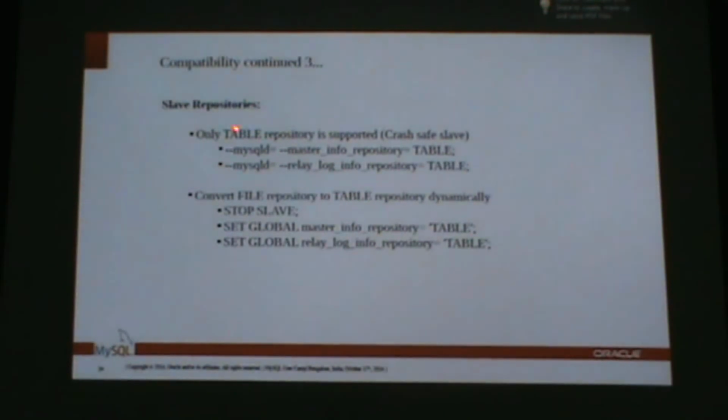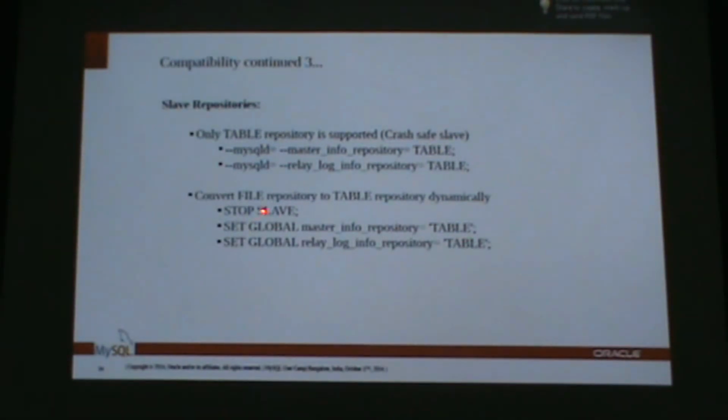So to start with the table repository, these are the options like master info repository and relay log info repository, which should be set to table. For example, if you say I have a file repository which is running, but I want to use multi-source replication, how do I do it?